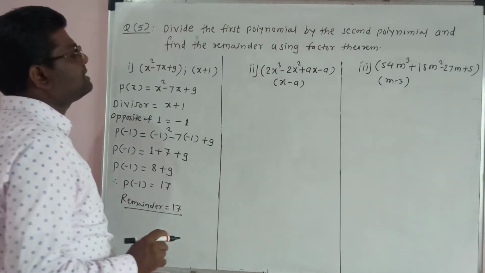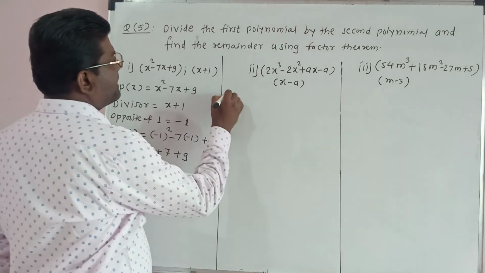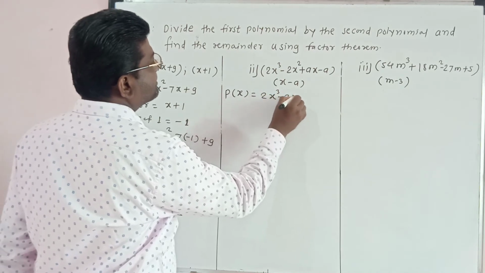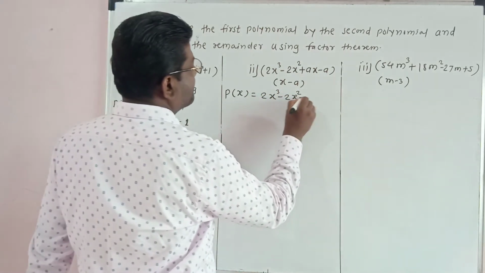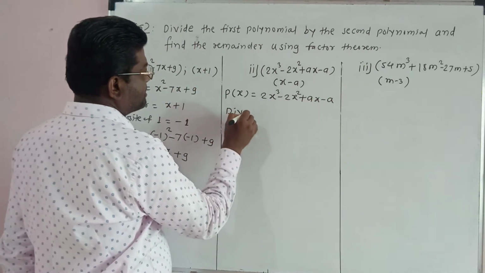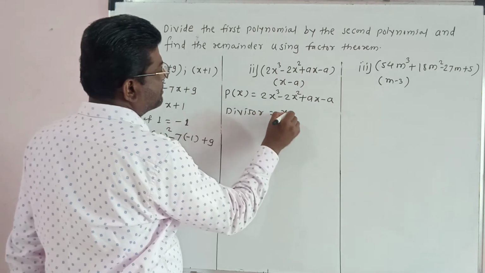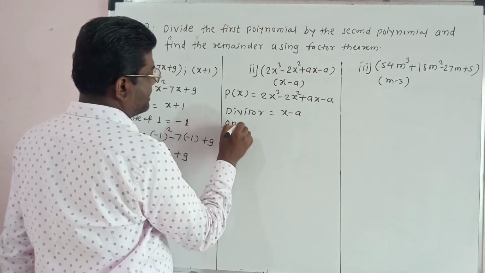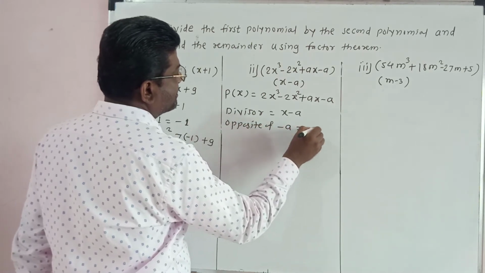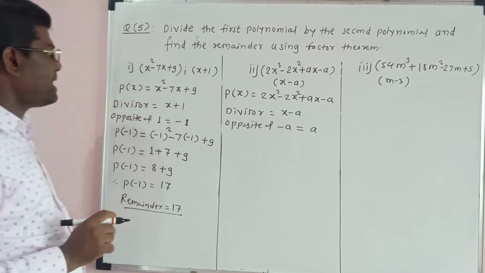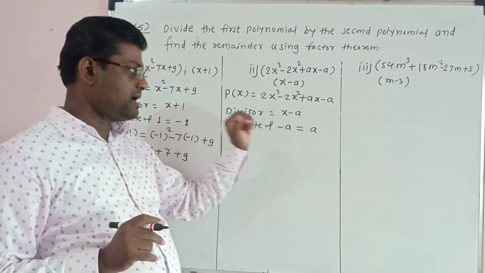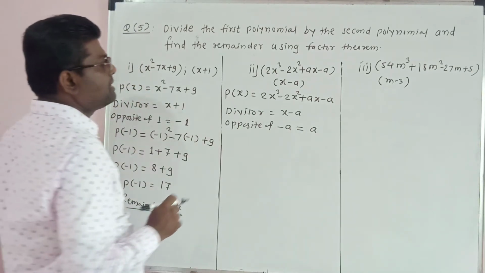Now the next question. Take p of x is equal to 2x³ minus 2x² plus ax minus a. Here the divisor is x minus a, and we take the opposite of minus a, which is a. We take the opposite of minus a as a and find the value of p of a.